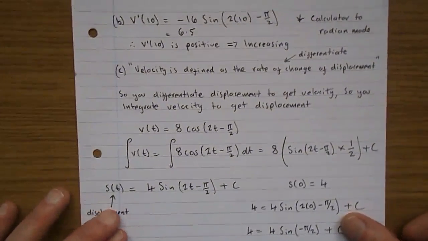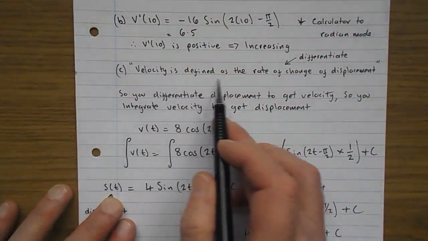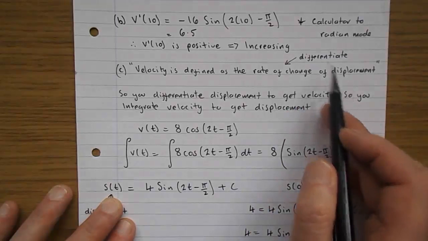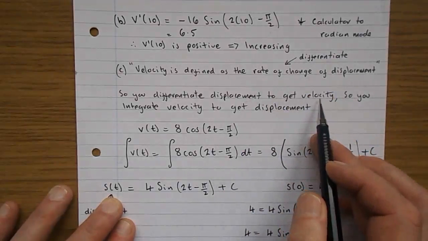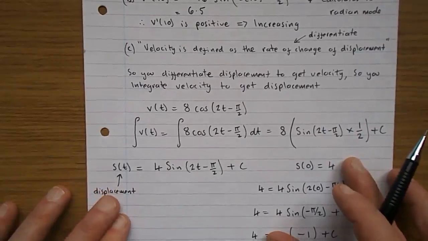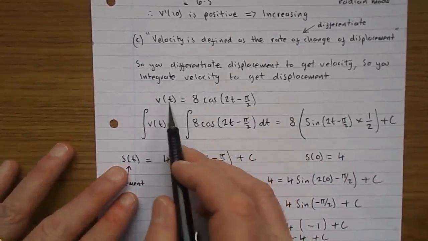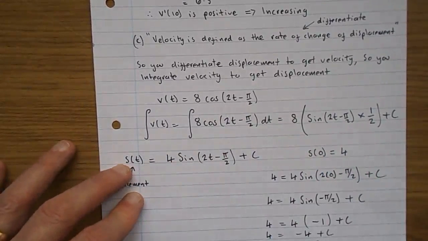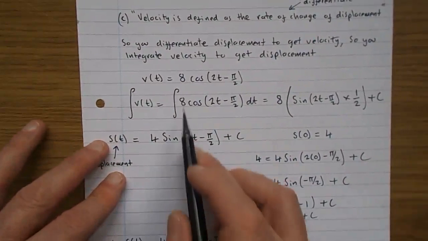Part C. Again, I'm just reiterating this as you can see it visually. Velocity is defined as the rate of change of displacement. So you differentiate displacement to get velocity, the rate of change. So how do you get back? You have to integrate velocity to get displacement. Okay. So the formula you were given at the start of the question was the formula for velocity. You have to integrate that to get back. So here we have it here.